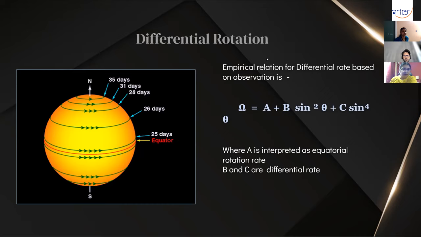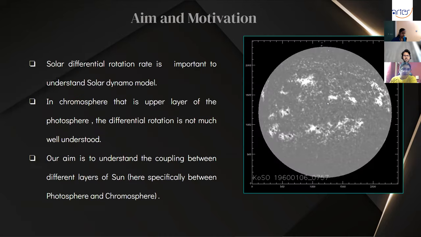Based on observation, the empirical relation for differential rotation is omega equals a plus b sine squared theta plus c sine to the power 4 theta, where omega is the angular rotation rate, a is the equatorial rotation rate, b and c are the differential rotation coefficients, and theta is the heliographic latitude.